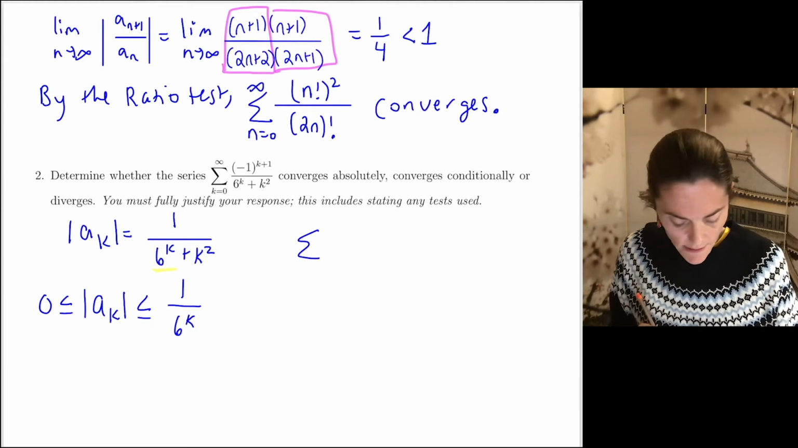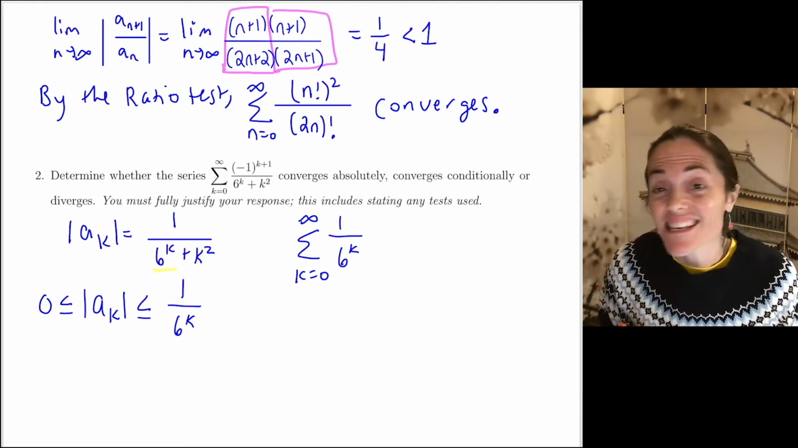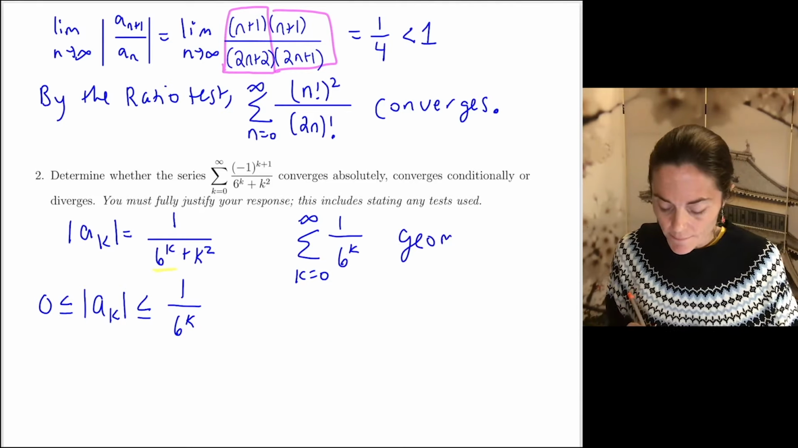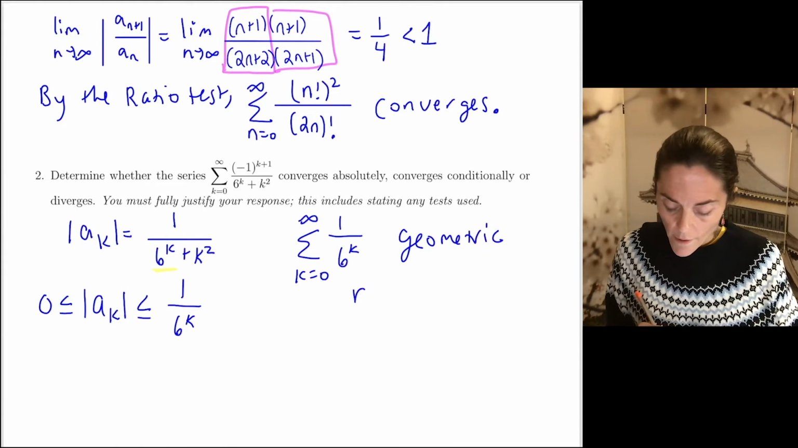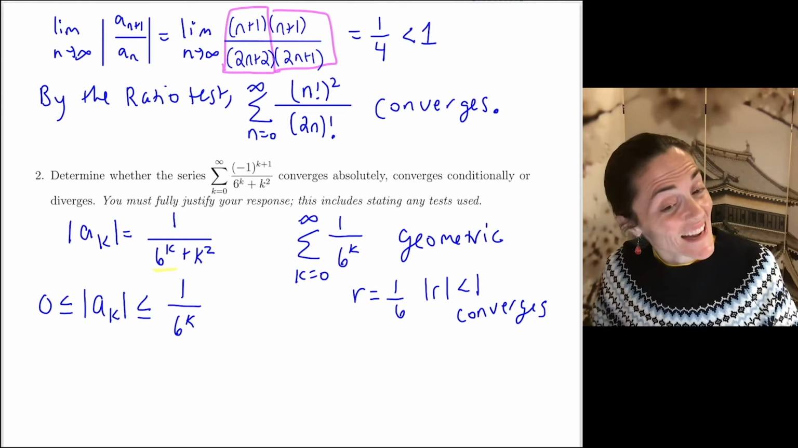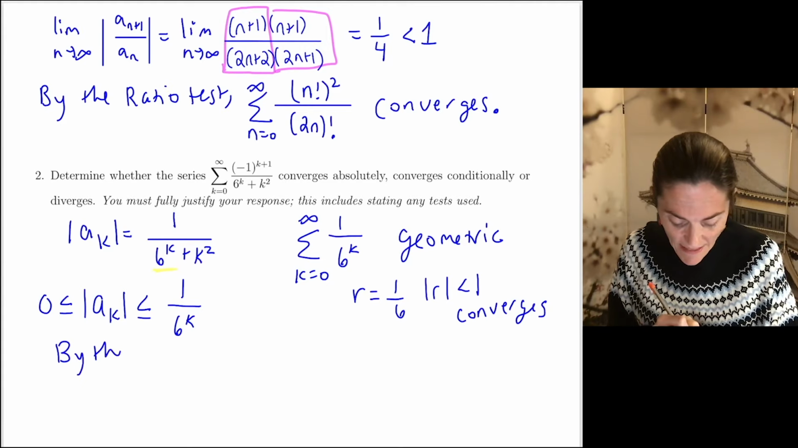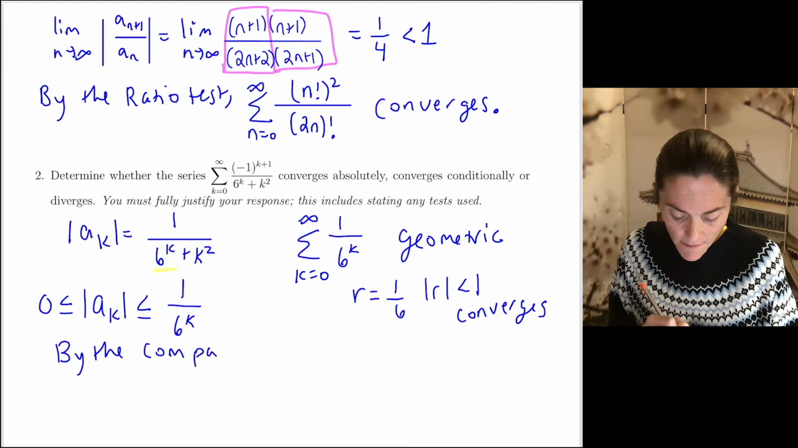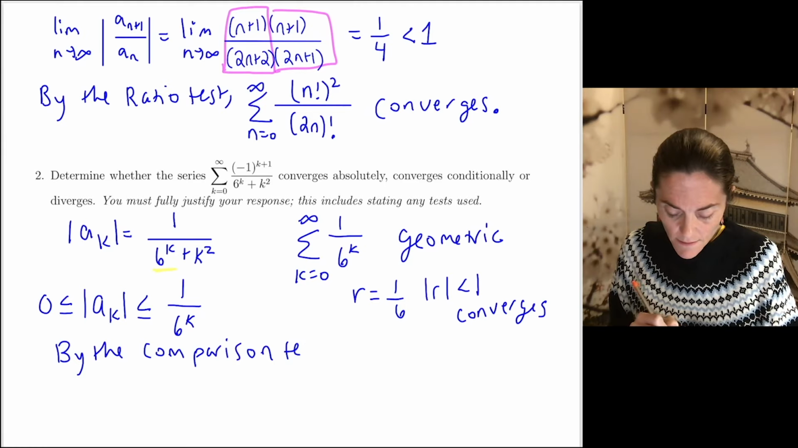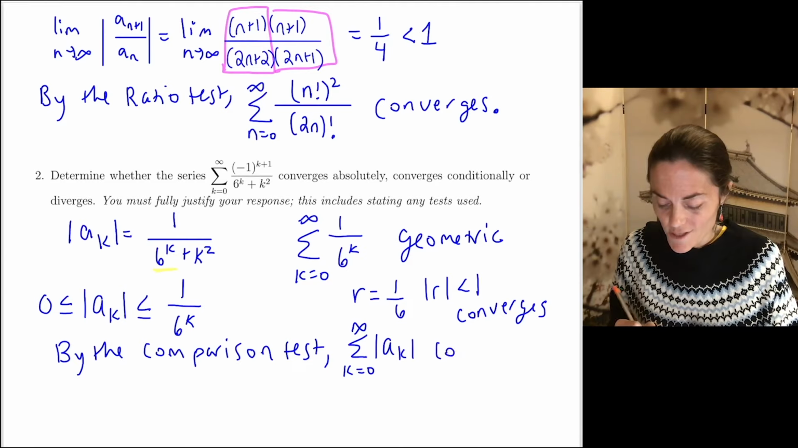Now this series, k equals 0 to infinity of 1 over 6 to the k, is geometric, where r, we can see, is 1 over 6. Absolute value of r less than 1 converges. And so you see what I have here. This is a comparison test. And so let's quote the test: by the comparison test, this series, k equals 0 to infinity of the absolute value of a_k, converges.